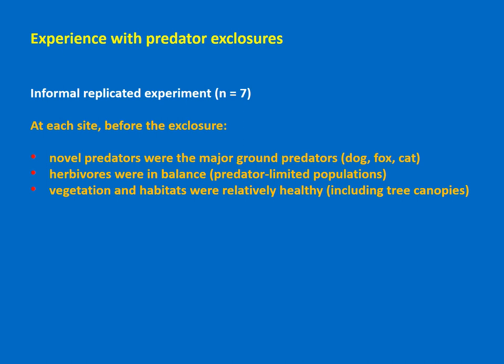At each site, before the exclosure, the novel predators were the major ground predators. The dingo was already extinct. And of course, Aboriginal hunting had long ceased. Herbivores were in balance with predator-limited populations, and vegetation and habitats were relatively healthy, including tree canopies.